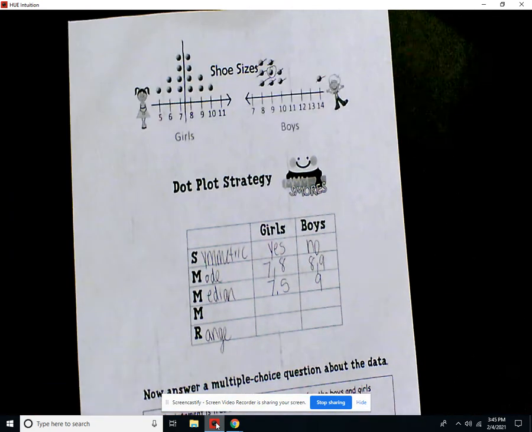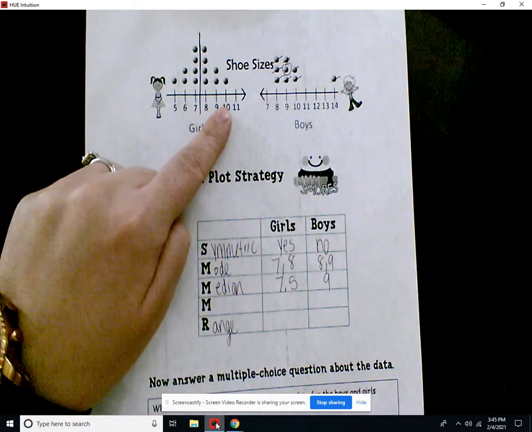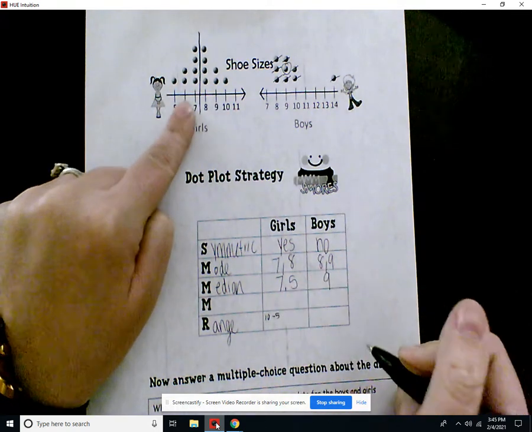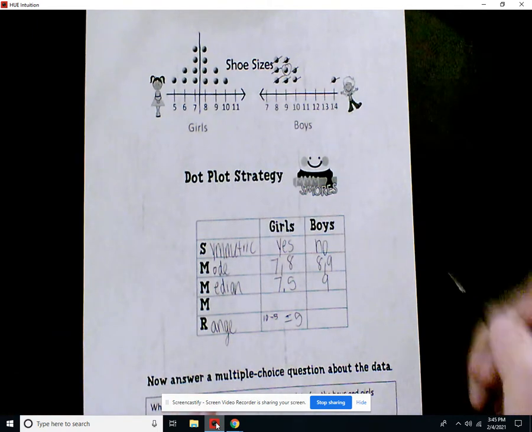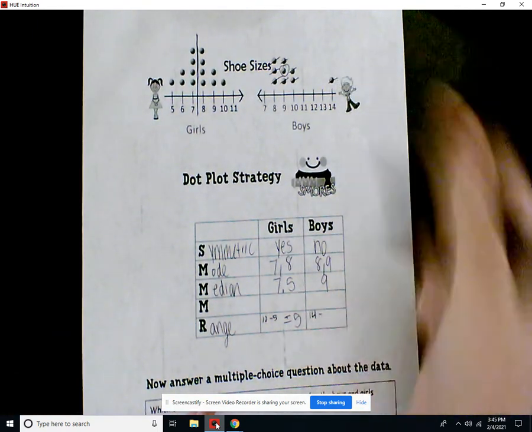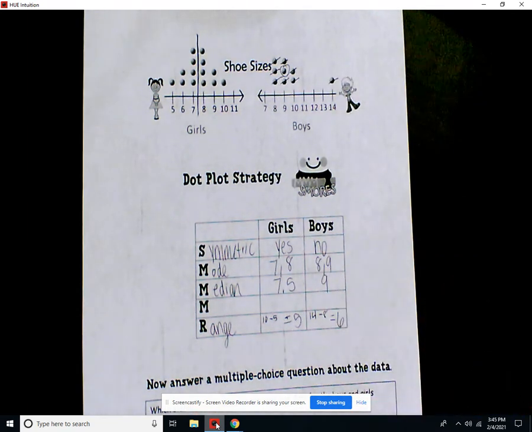Then we're going to do our range. The range is the highest minus the lowest. For the girls, the highest one with the dot is 10. The lowest one with the dot is 5. So 10 minus 5 is 5. Then we'll do the boys. The highest one with the dot is 14. The lowest one with the dot is 8. So 14 minus 8 is 6.